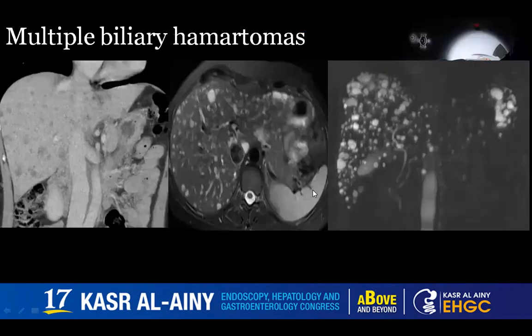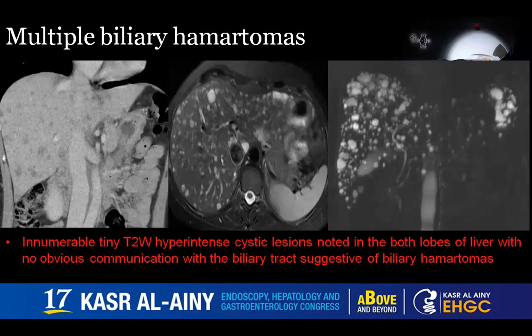Multiple biliary hamartomas. They look like Caroli disease, but the main difference is that these lesions don't communicate with the biliary system. They show innumerable high T2 signal cystic lesions in both liver lobes that don't communicate with the biliary tract.